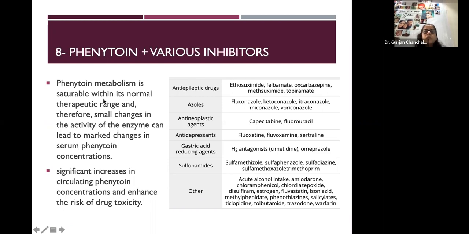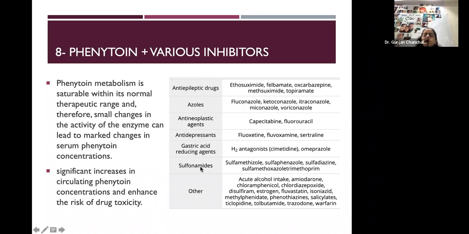Okay, so this will lead to increased toxicity of phenytoin. There will be marked changes in the serum phenytoin concentrations, and this will increase circulating phenytoin concentration and increase its toxicity. Okay, various inhibitors that are there, even other anti-epileptic drugs that are enzyme inhibitors, will cause increased toxicity with phenytoin. Fluconazole and voriconazole are known to cause it. Other important ones for us are cimetidine, that is an H2 antagonist, and omeprazole.